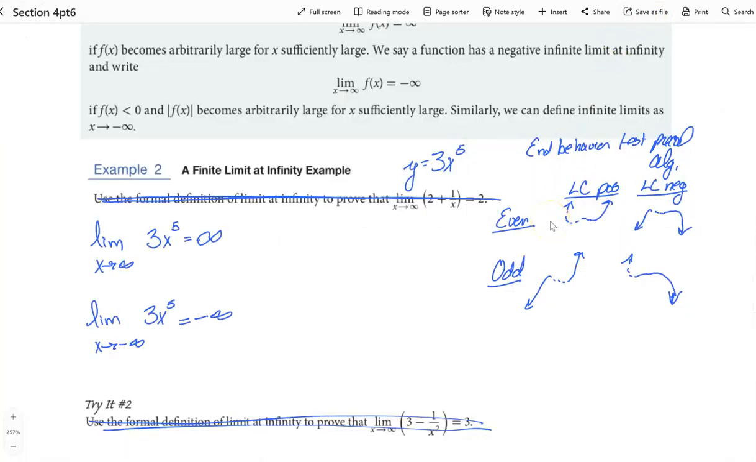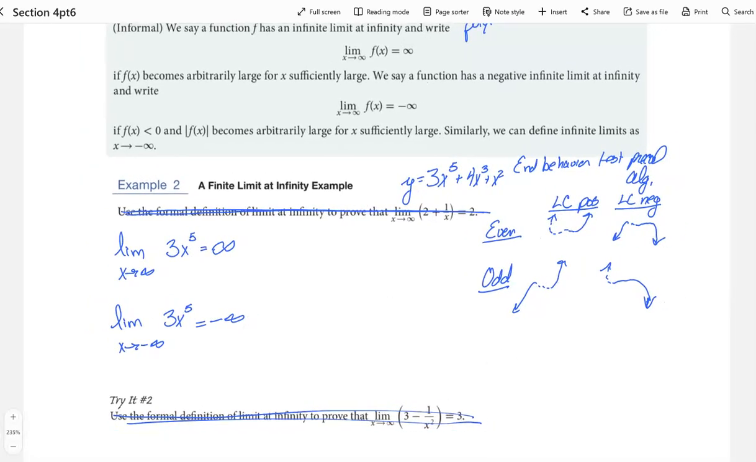So what's interesting about this is it really depends on that leading term. Even if we had stuff after this, like a 4x cubed plus x squared, what would happen is, when I take that limit, let me see if I can scoot some of this over.